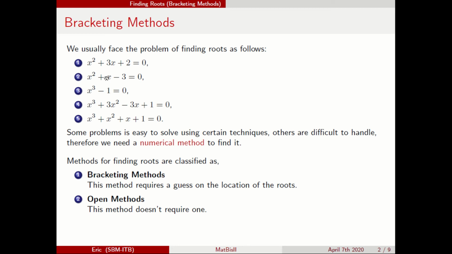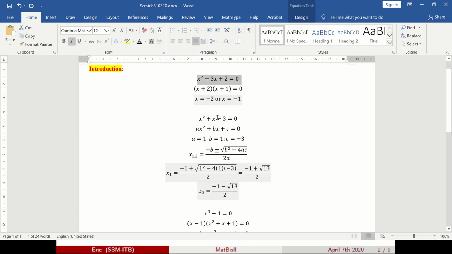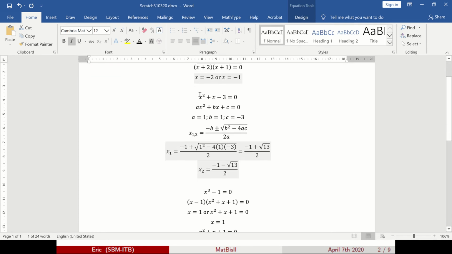So what about x squared plus x minus 3? Oh, you cannot factor this out. But from junior high, you can use the ABC formula. If I have ax squared plus bx plus c equals 0, that is similar to what we have here: x squared plus x minus 3. So a is 1, because x squared is just 1 times x squared, b is 1, and c equals minus 3.